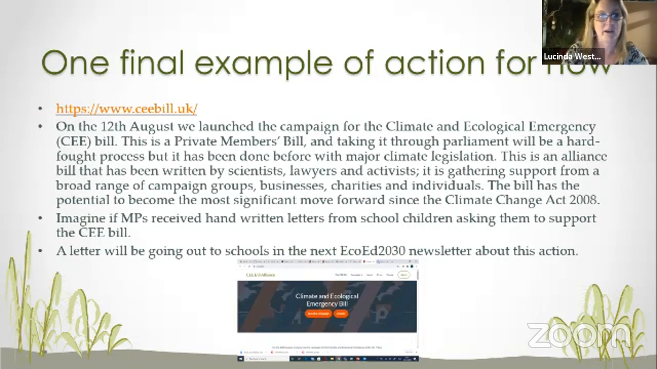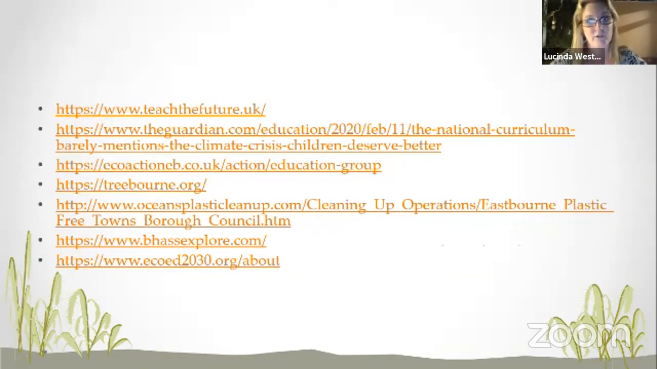My final slide, I've just got some links there for you from things that I have referred to in this presentation. The second one is an article from The Guardian, which talks through how the national curriculum is failing students at the moment. Of course, it doesn't mean that many schools aren't doing an amazing job. Many schools are and many teachers are. However, the national curriculum itself is not meeting the needs in this current climate. And then you have links to some of the other action groups, and then EcoEd 2030 at the bottom.